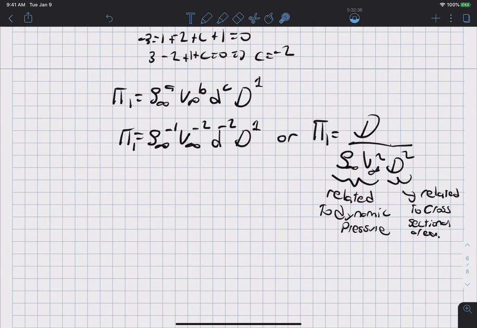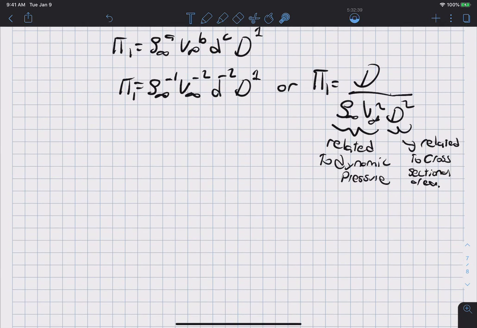Now we can work on the second pi group. So pi 2. The second pi group is equal to the repeating variables raised to their respective powers, which we don't know, times the non-repeating variable raised to the first power. So this would be rho infinity raised to the a, times v infinity raised to the b, times d raised to the c, times mu, or the viscosity of the fluid.